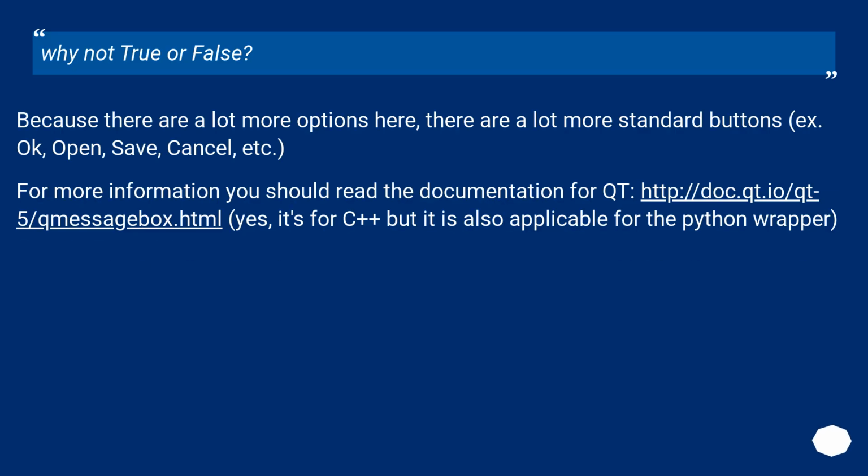Why not true or false? Because there are a lot more options here. There are a lot more standard buttons, OK, open, save, cancel, etc. For more information you should read the documentation for Qt. This URL, yes, it's for C++, but it is also applicable for the Python wrapper.